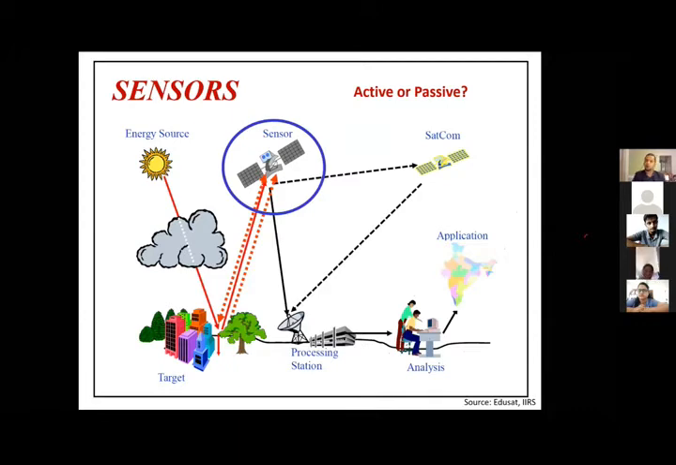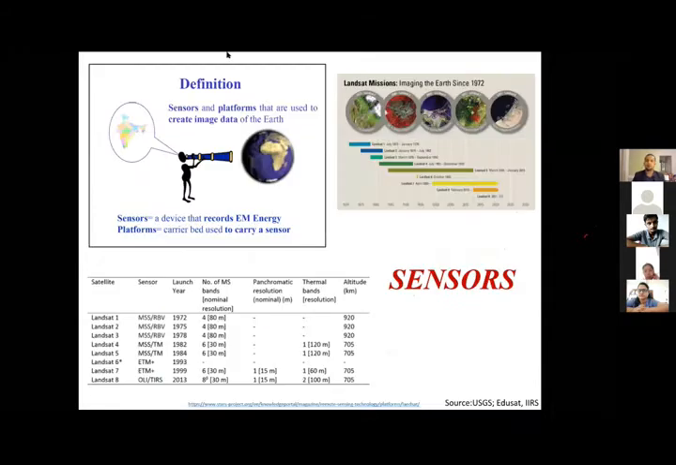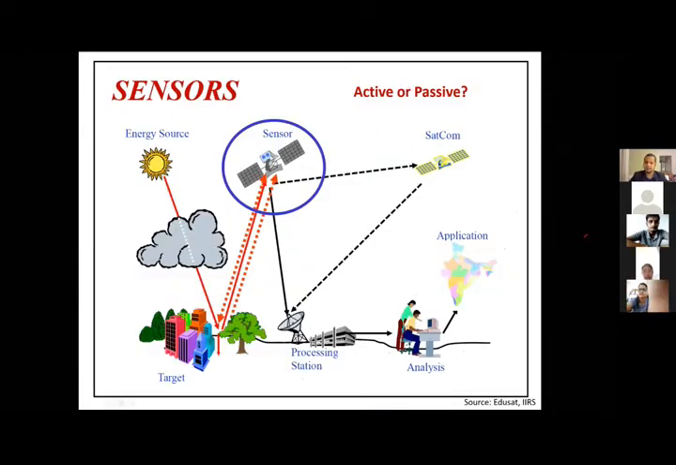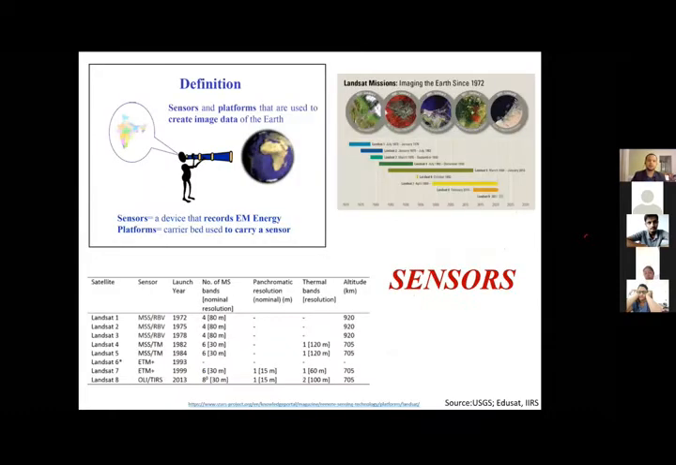So what are platforms and sensors? Do not confuse a sensor with a satellite. Sensors are not satellites. Satellites are platforms. Platforms are the bodies or the instruments that actually host the sensor. The platform carries the sensor. The sensor is not the satellite. They are differentiated as sensors and platforms. Sensors are devices that record the EMR, and the platform is the carrier of the sensor, right?